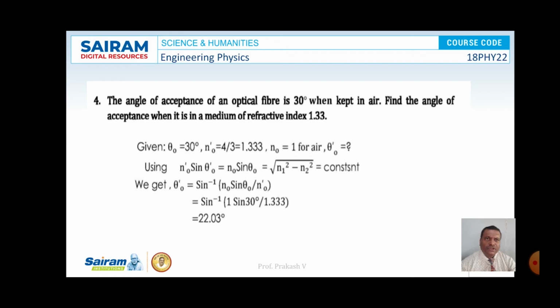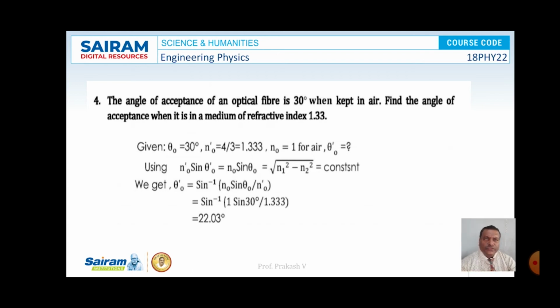Using the formula, n0 sin theta naught is equal to square root of n1 square minus n2 square, which is a constant. Therefore we can write theta naught dash is equal to sine inverse of n0 sin theta naught divided by n0 dash. So sine inverse of 1 into sin 30 by 1.333. On simplification the value of theta naught dash is observed to be 22.03 degree.